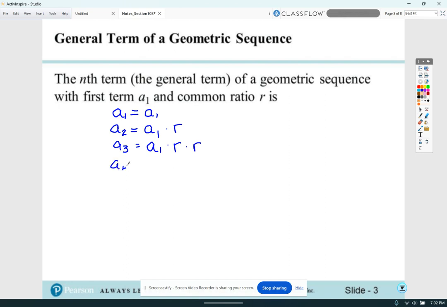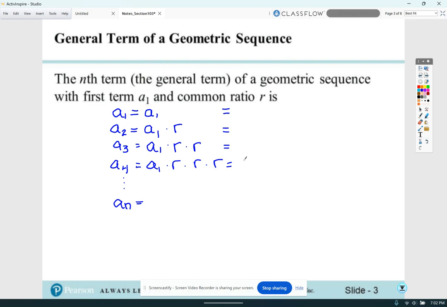To get the fourth term of a geometric sequence, I would take the first term, multiply it by r, that gets me the second term, multiply that by r again to get to the third term, and multiply that by r again, and that gets me to the fourth term. So taking a look at this pattern, and trying to generalize it to an a sub n formula, letting this pattern continue, we're going to take a look at these.